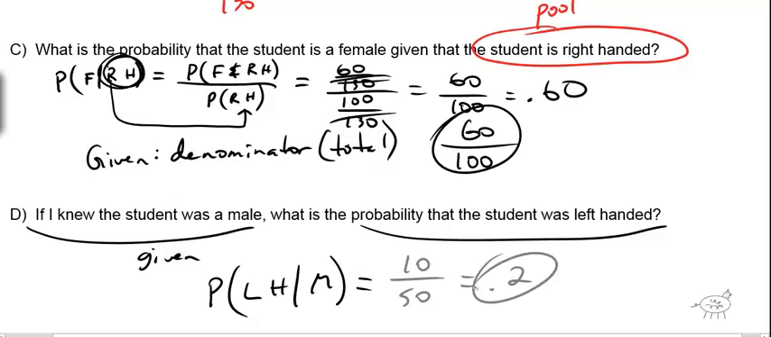Okay? So just think logically. For the first few questions, you kind of had to know the formulas a little bit to do this problem. But for the chart, you don't really need the formula. Just think logically of the given. There's my pool of numbers I'm choosing from, and then you get your numerator saying, what are you choosing? Are you choosing male or female or right-handed or left-handed out of that group? Okay? All right, cool. So let's keep going here.